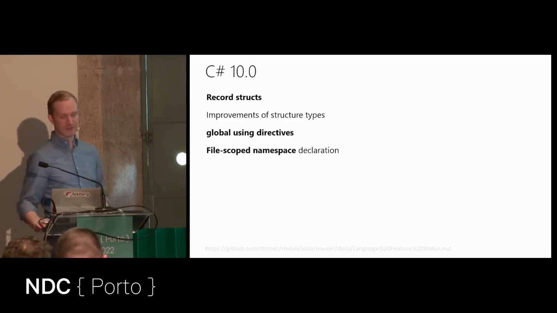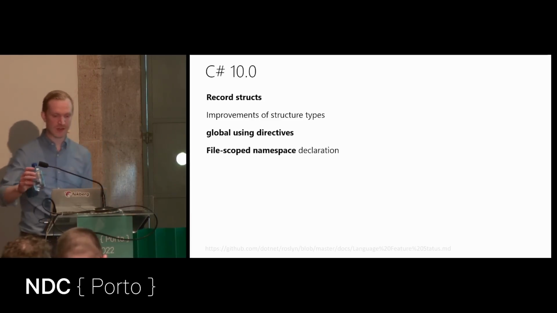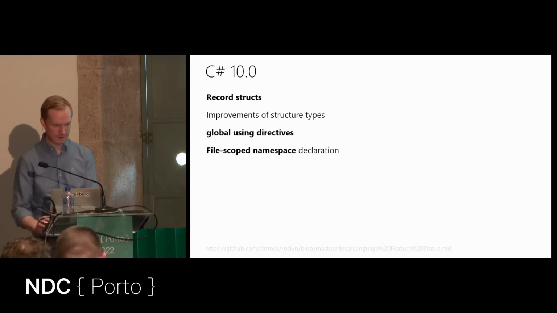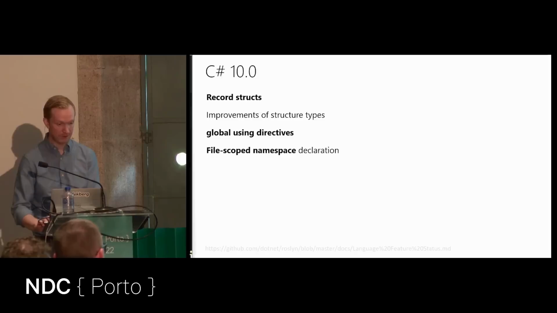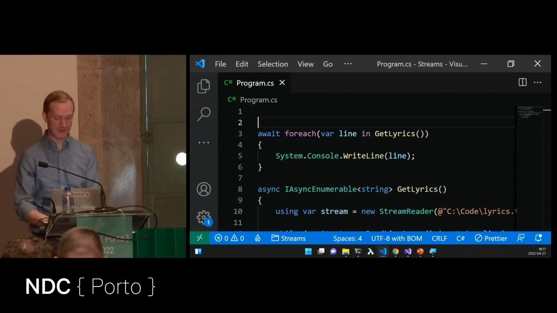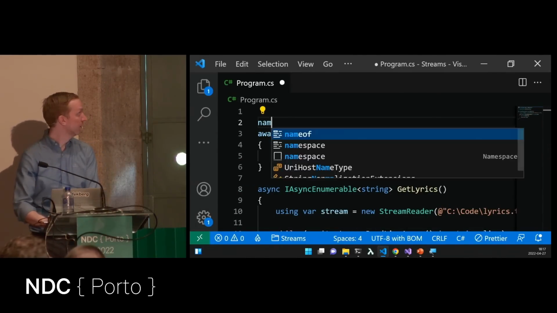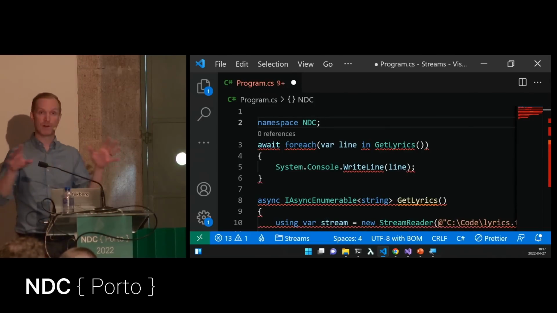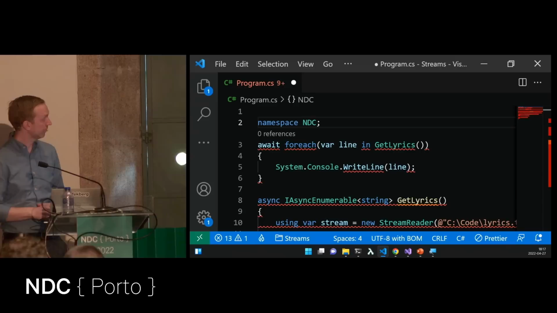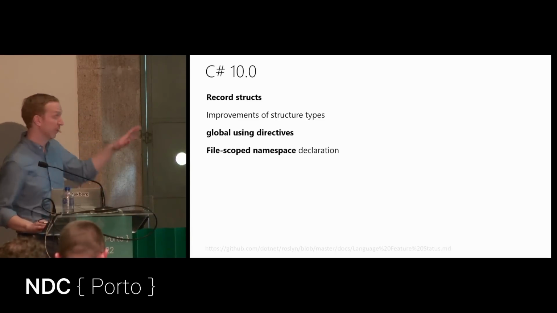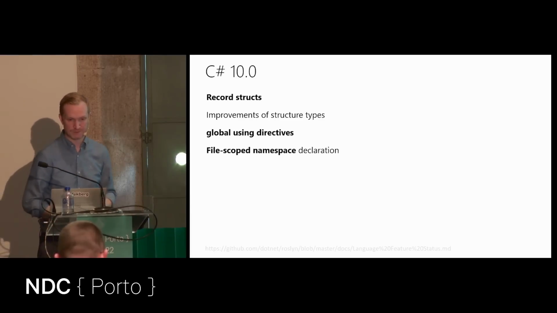You can see something called a file scope namespace declaration. So instead of having to wrap your entire file in a namespace, you could say namespace NDC, and this entire file would then be a part of the NDC namespace. And that didn't work because I had that in a top-level statement.